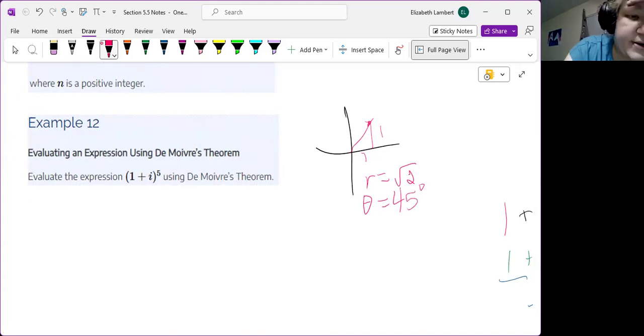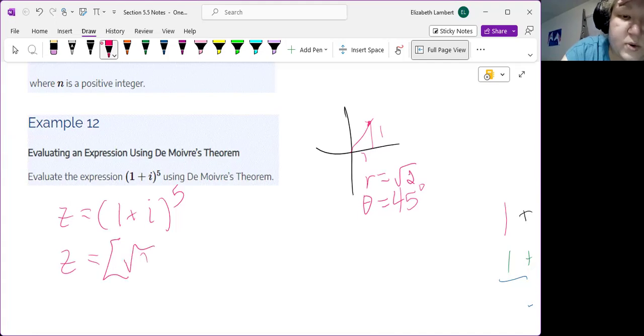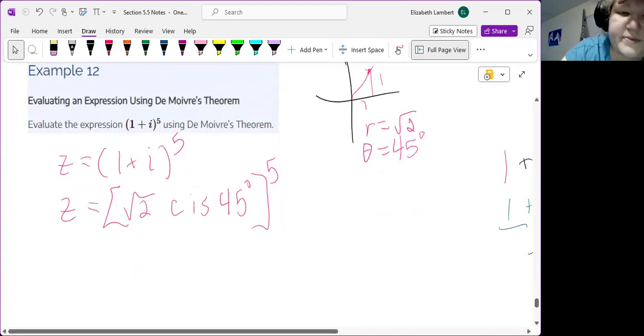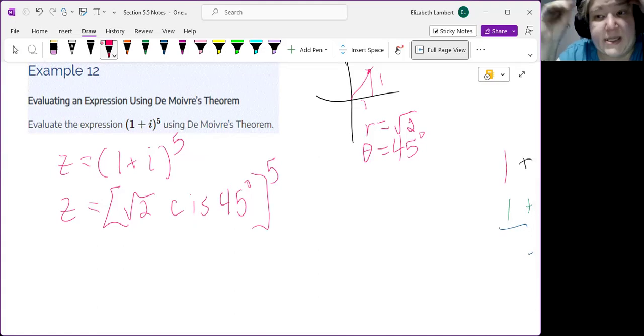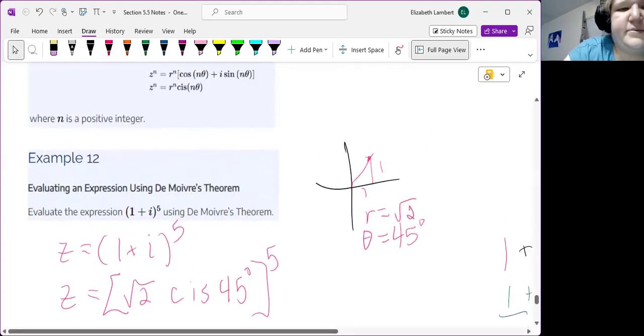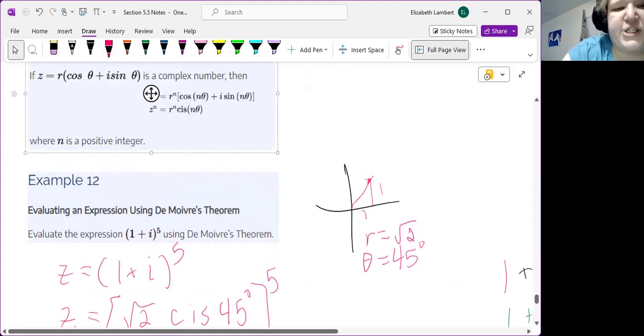All right, so (1 + i) to the 5th is the same as square root of 2 cis 45 degrees, to the 5th. So the square root of 2 times a thing raised to the 5th power, we're still going to get the square root of 2 to the 5th power. And that's that r to the n in the notation up there.